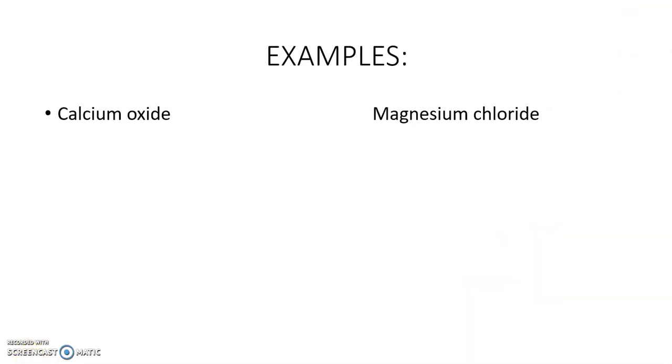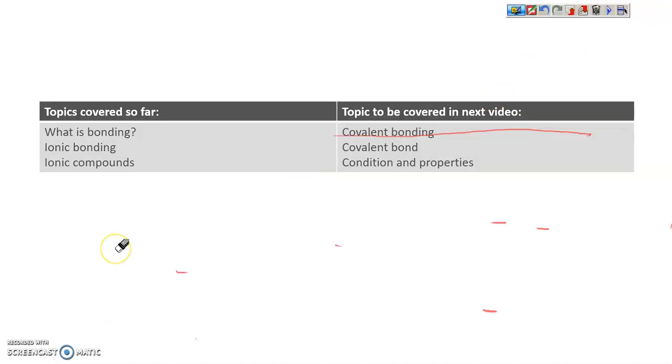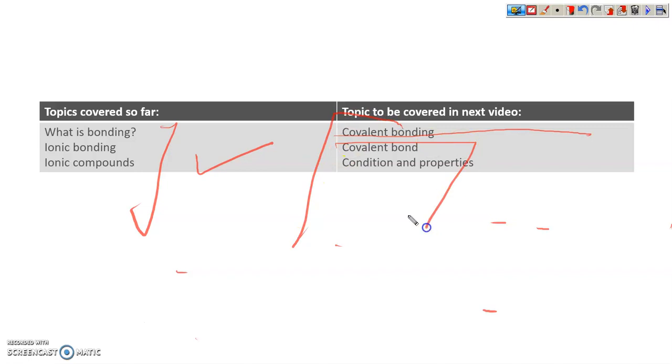Now, this was the end of part two. We covered bonding, ionic bonds and ionic compounds. We covered all these three things. In part one of this video, I told you about ionic bonding. Now in the third part, I will tell you brief information about covalent bonds, and the conditions and properties for them. Thank you.